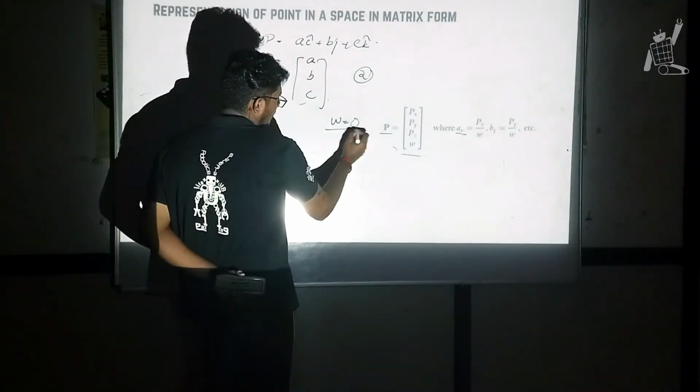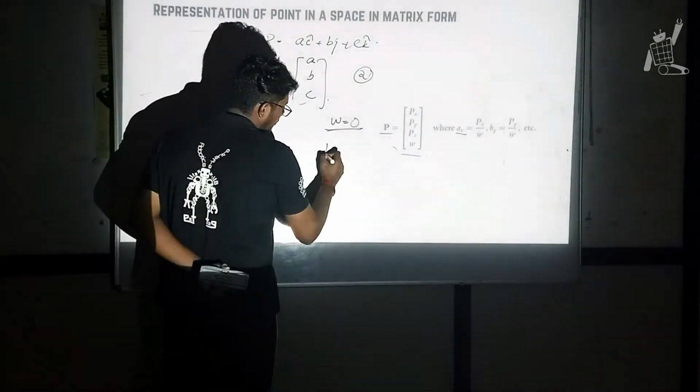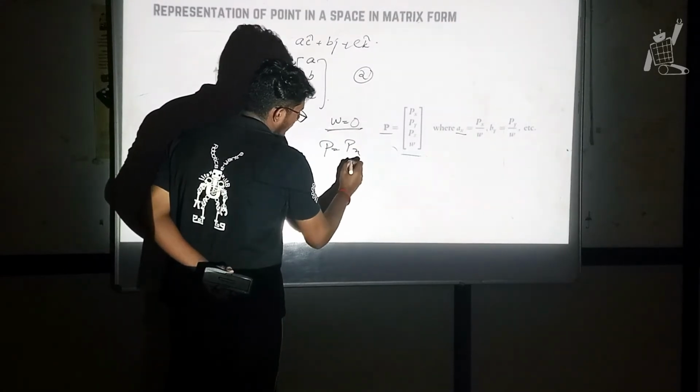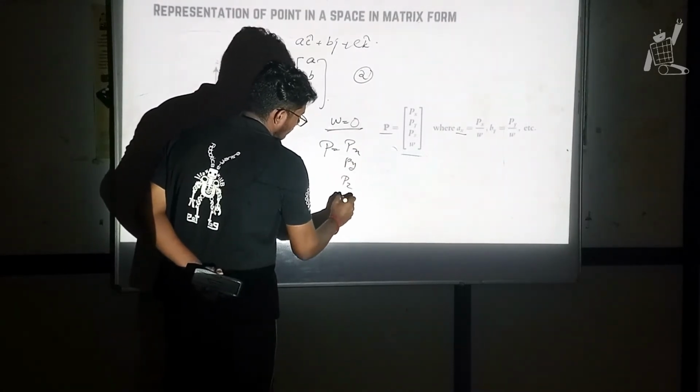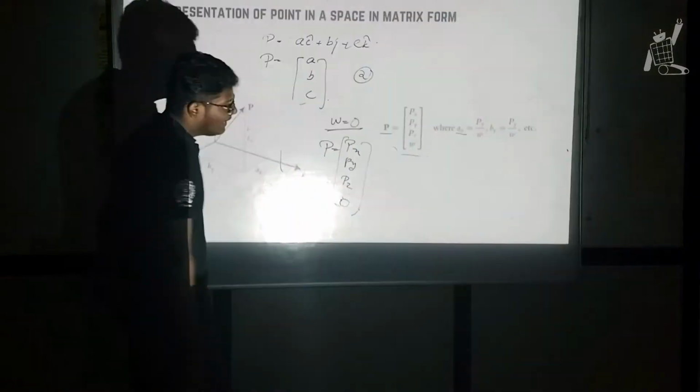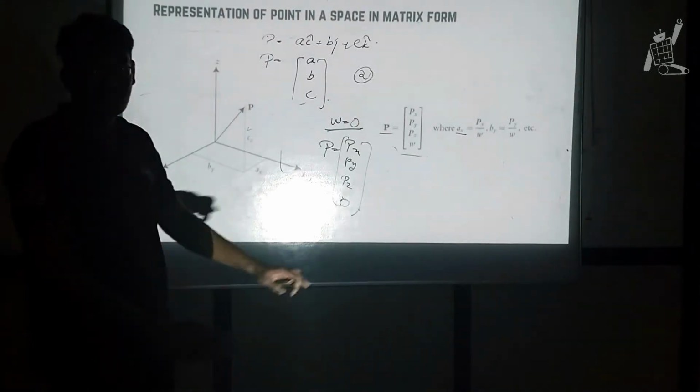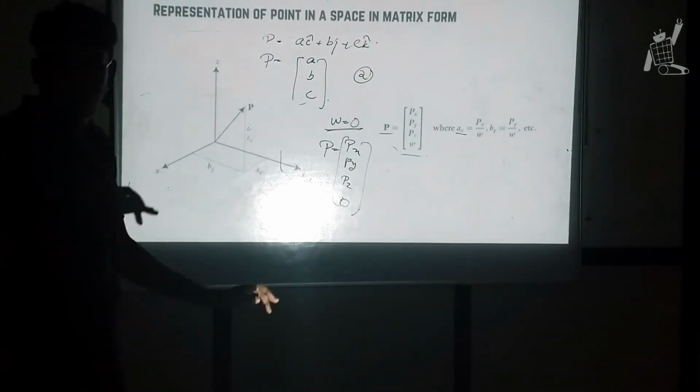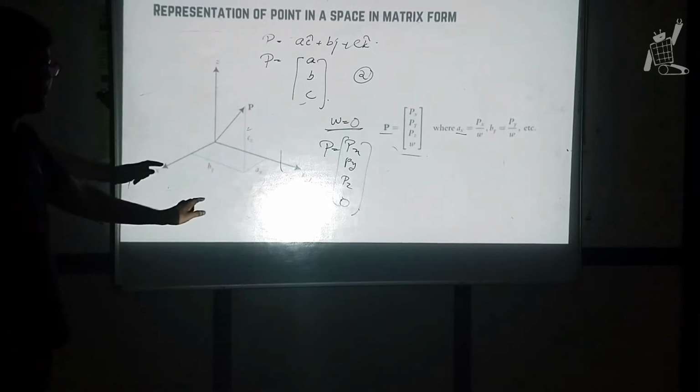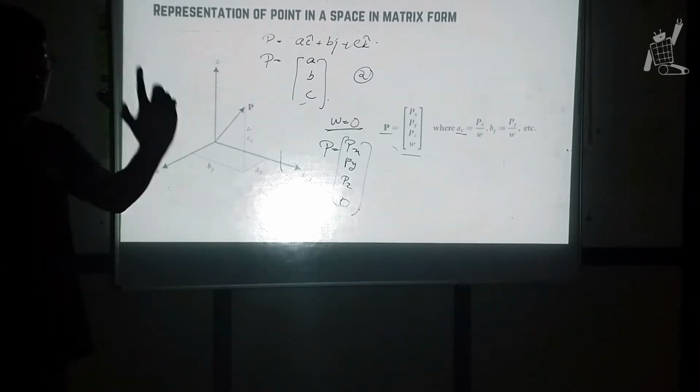So when W is equal to 0, P will become Px, Py, Pz, and 0. So this will only represent the direction of the vector. We are not considering the magnitude. Even though it is infinity, for our representation we are considering that it is the direction of the vector. That's it.